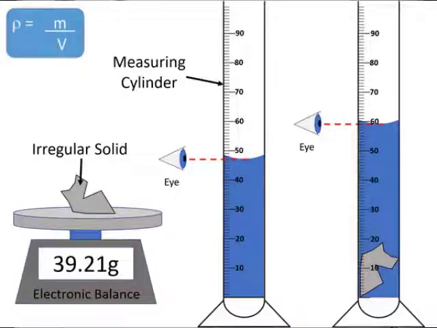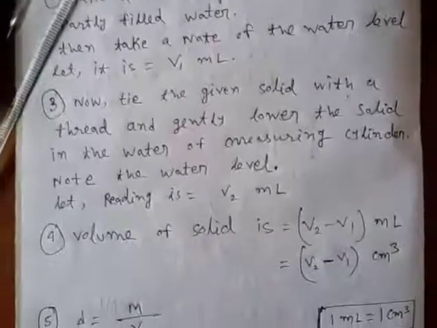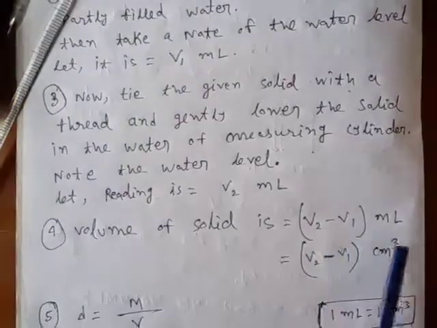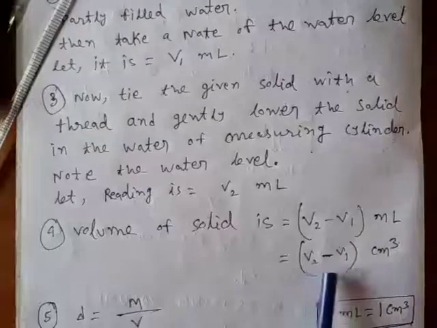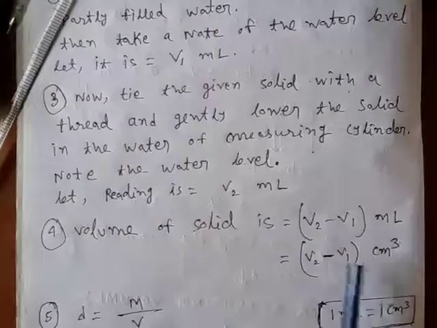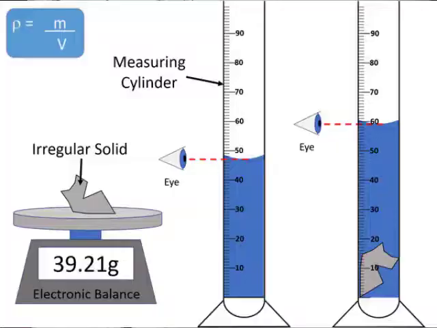Okay, you have to take care that no water splashes out from the measuring cylinder. Then note the volume again. Suppose it is V2 ml. So the volume of the solid will be V2 minus V1 ml, which is also equal to V2 minus V1 centimeter cube. So now the density will be m divided by V.